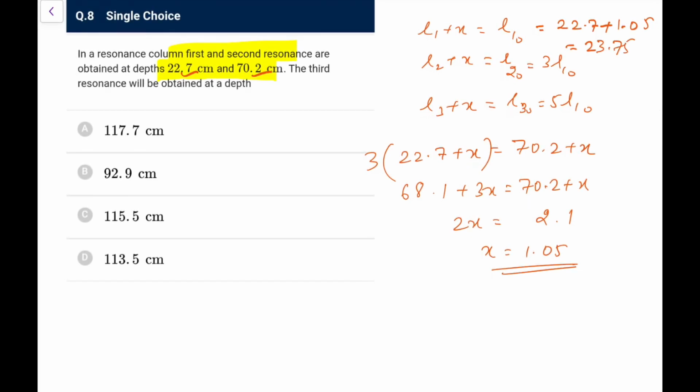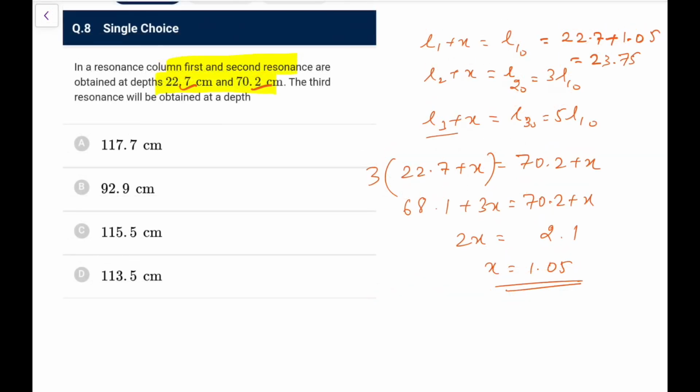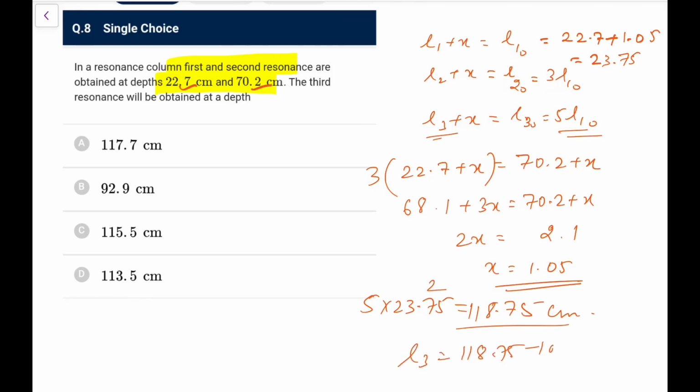So the actual length would be now 23.75 into 5. If I do 5 5s are 25, 5 3s are 15, plus 3 is 18, and that one goes, that would be 118.75. So the actual 5 L1 naught would be 5 into 23.75, which is 118.75. But this L3 measured would be equal to 118.75 minus 1.05, that will give us 117.7 centimeter.